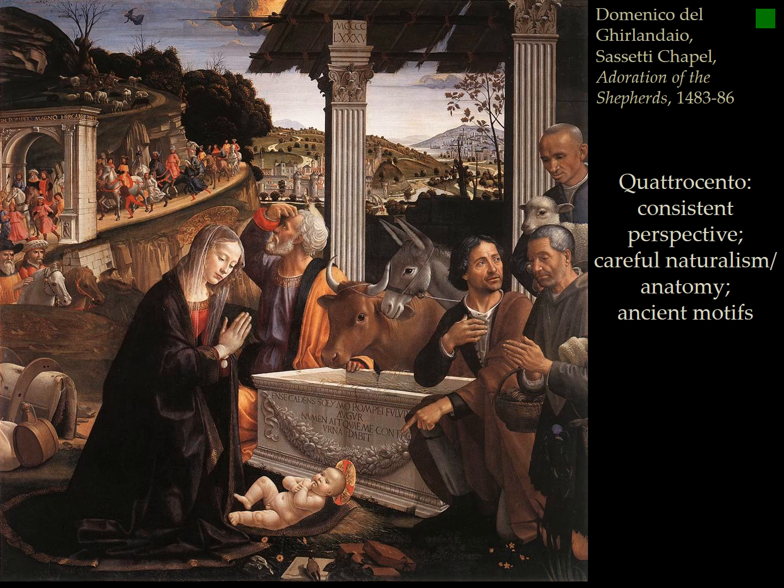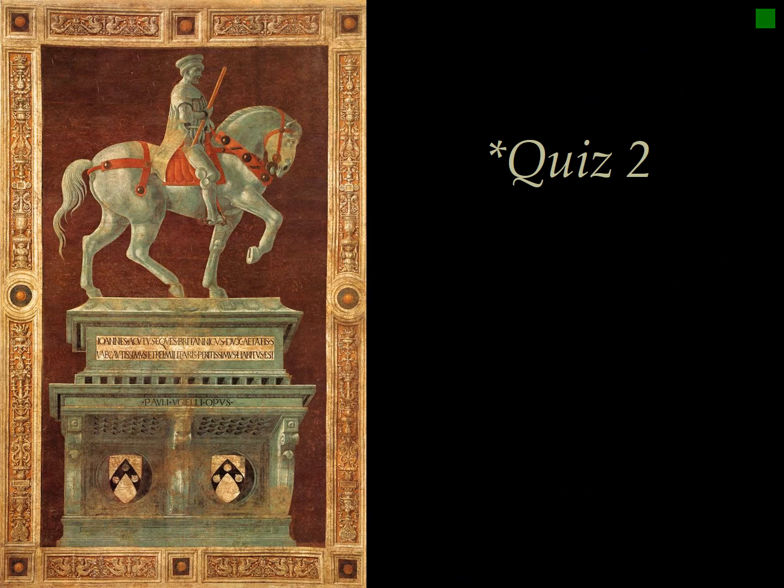Now with the Quattrocento here and the Adoration of the Shepherds, which is the high altar or the altarpiece in this burial chapel, we have this consistent perspective, a careful attention to naturalism and anatomy, as well as ancient motifs. There is not only a series of ancient pillars in the foreground and an ancient sarcophagus, which is right behind Christ, but also in the mid-ground left you see a triumphal arch, commonly seen as erected by Roman emperors, as the kings are going to be coming to see Christ next.